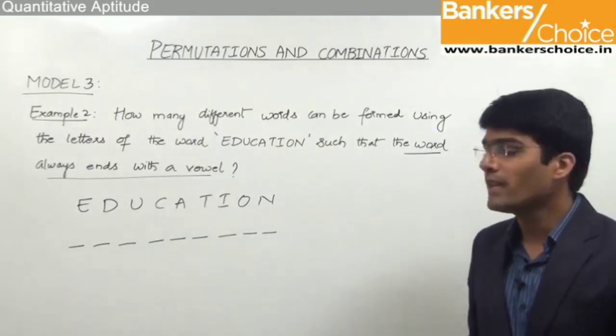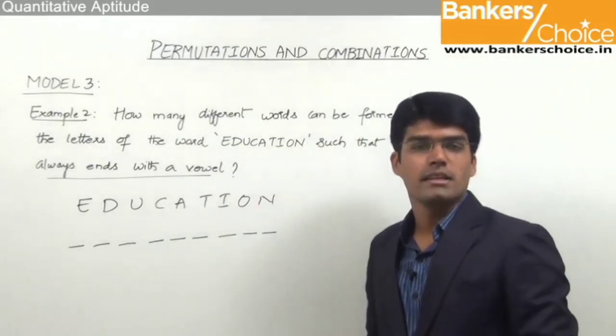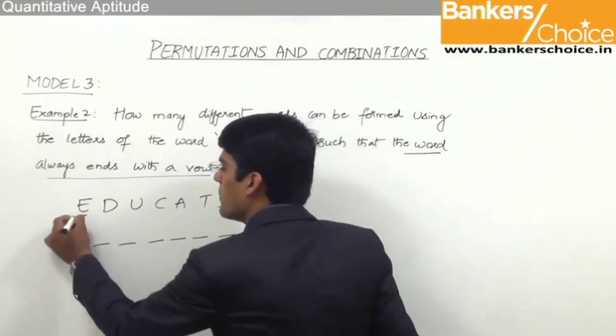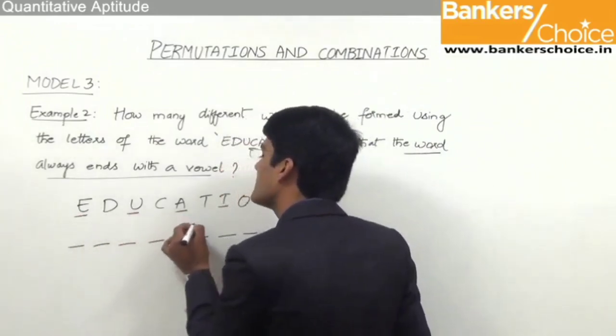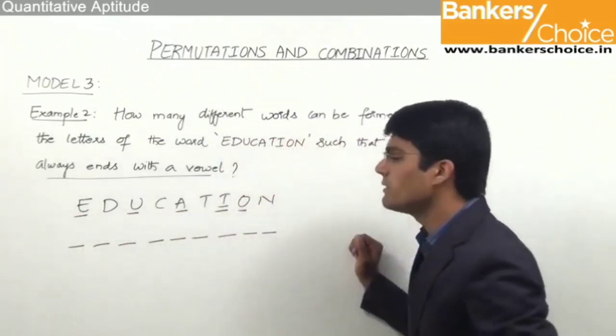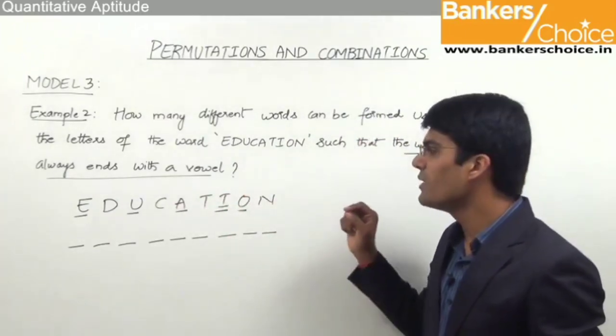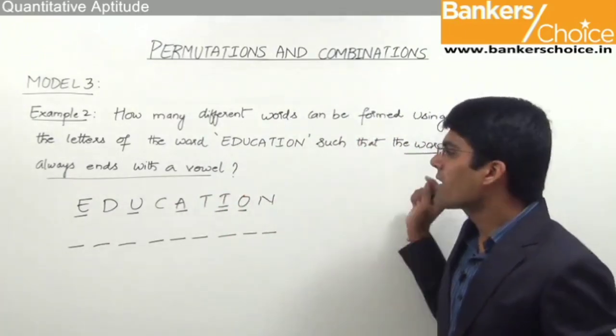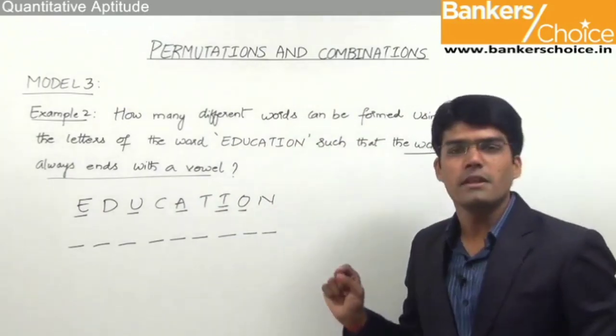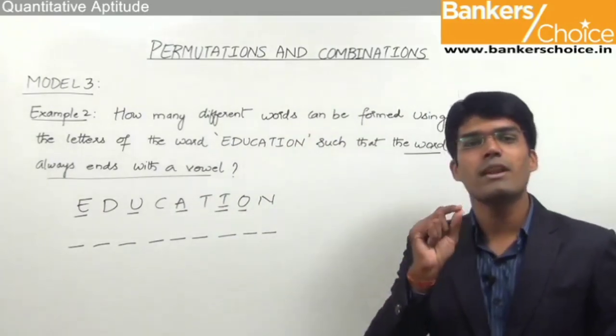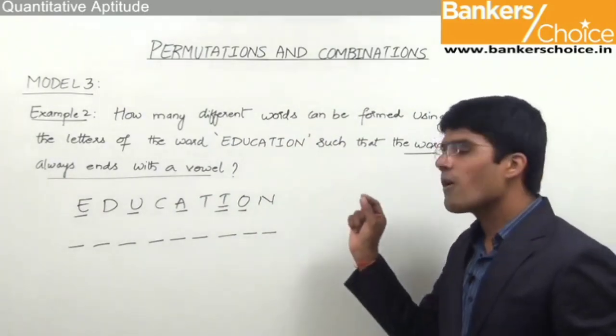So first of all, let us find out how many vowels are there in the given word. Here E is a vowel, U is a vowel, A is the third one, and I and O are the other vowels. So we see that all 5 vowels are available in the given word: E, U, A, I, O. Now, as the question says, the word should end with a vowel. Here the particular vowel has not been specified. It can be any of these 5 vowels.